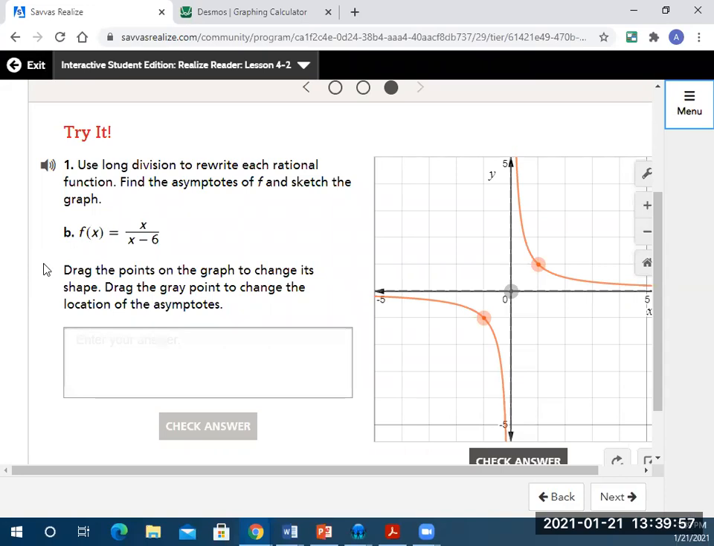Yeah, so it would be 6 divided by 1. It's the coefficient. Yeah. Oh, wait, it's actually.